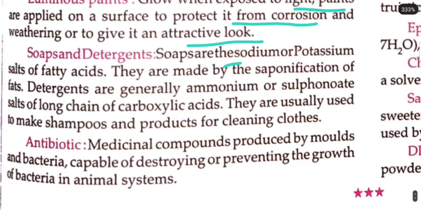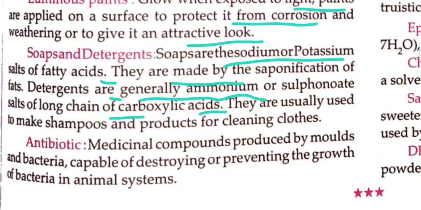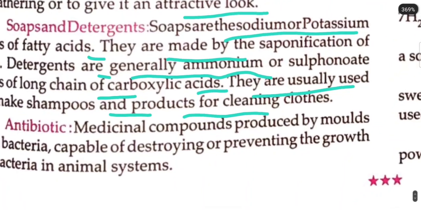Soaps and detergents. Soaps are the sodium or potassium salts of fatty acids. They are made by the saponification of fats. Detergents are generally ammonium or sulfonate salts of long chain carboxylic acids. They are usually used to make shampoos and products for cleaning clothes.